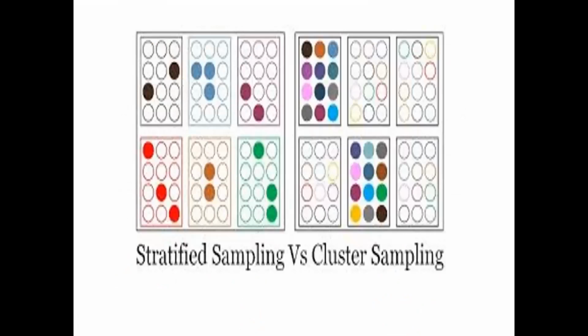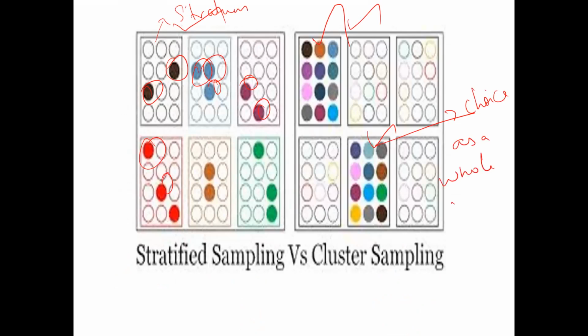Now, this is a typical example. This is stratified and this is cluster. This is called a stratum. So in stratified, you randomly select from each stratum. But in cluster, you choose as a whole. You choose the whole cluster.